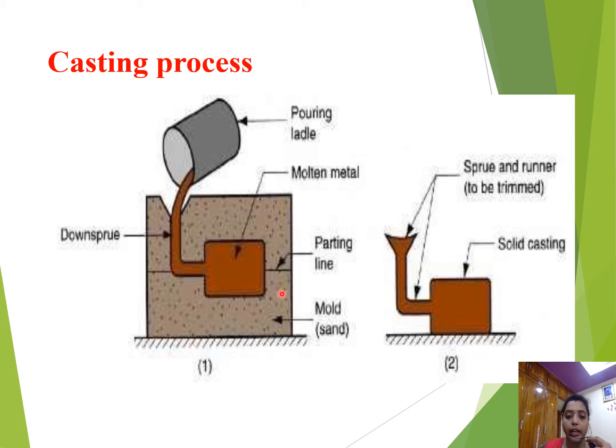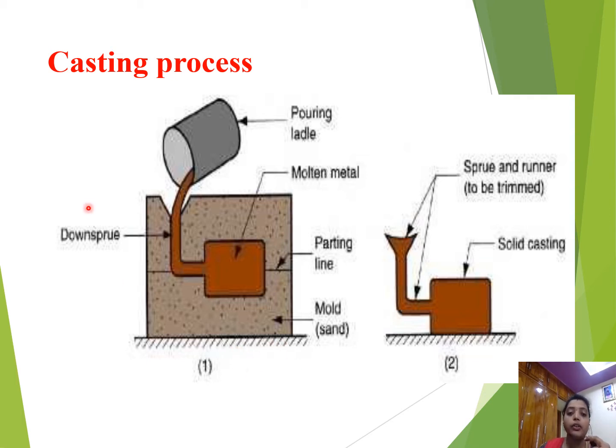These are the main parts. The whole thing is filled with sand. The drag box and the cope box are filled with sand, and that sand is known as mold sand. These are the main parts in this casting process. Now let us see how the process goes on.